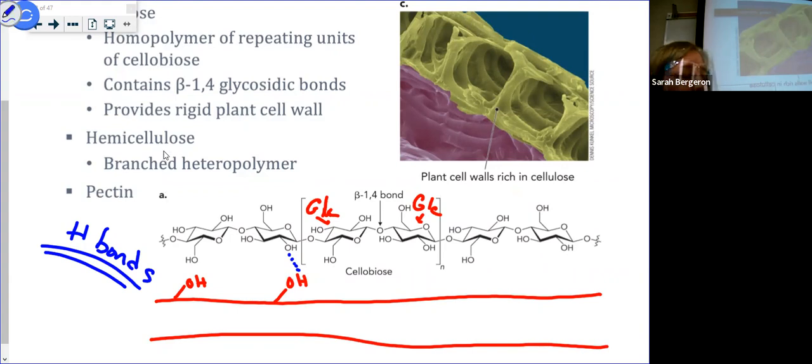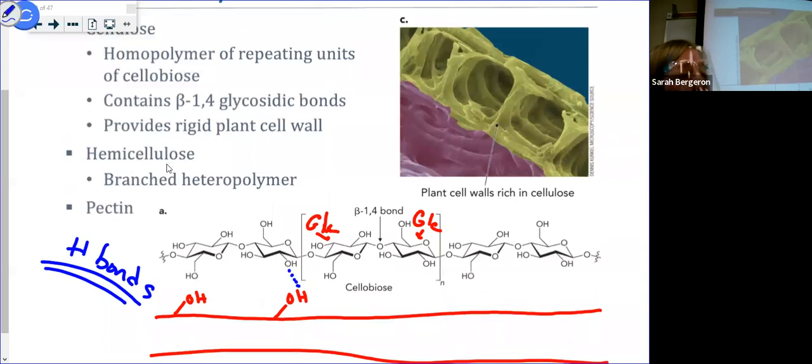You can also have inside of cell walls something very similar to cellulose called hemicellulose, and it's basically the same thing except it branches. And then you can have pectin.